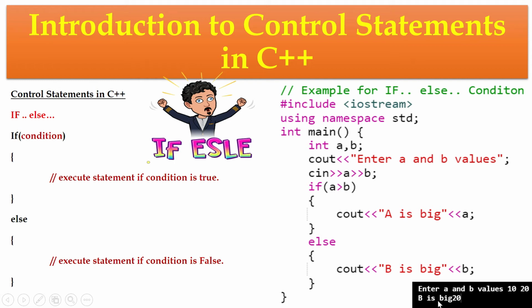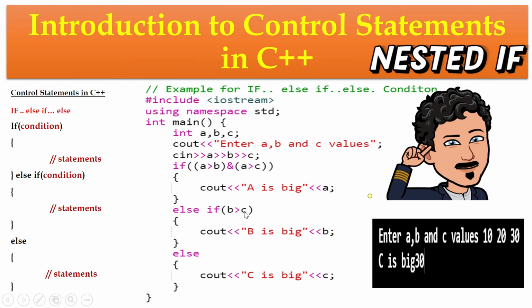So next, moving on to nested if. So what is a nested if? If you have multiple conditions, you want to use nested if. Here you can see the if condition. If the condition is true, this part will get executed. If the condition is false, again I'm going for one more condition. Else if this condition is true, this part will get executed. If the condition is false, the else part will get executed.